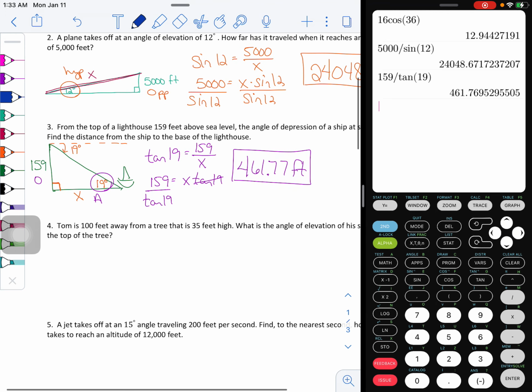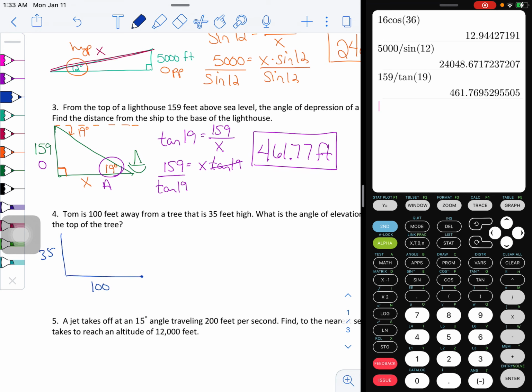All right, last problem for this video is going to be problem number 4. Okay. Tom is 100 feet away from a tree that is 35 feet tall. All right, so there's my tree, 35 feet tall. Here's Tom. He is 100 feet away. What is the angle of elevation of his sight line to the top of the tree? So angle of elevation is Tom is going to be laying on the ground here, and he is going to glance up and see the top of the tree. So this is the angle looking up that we're finding.